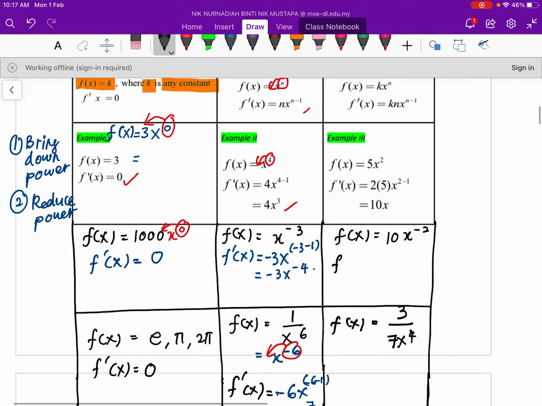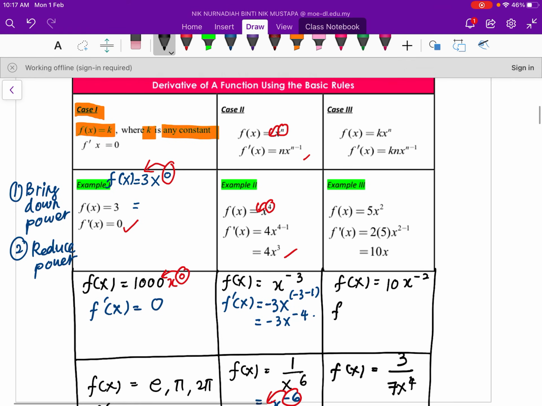Now we go to the third case. f(x) is equal to kx to the power of n. So bila ada k pula dekat sini, k multiply by x to the power of n. So still we are using this basic step, bring down power, reduce power. The n here will be multiplied with the k here. So it will become kn x to the power of n minus 1 because we must reduce the power by 1.